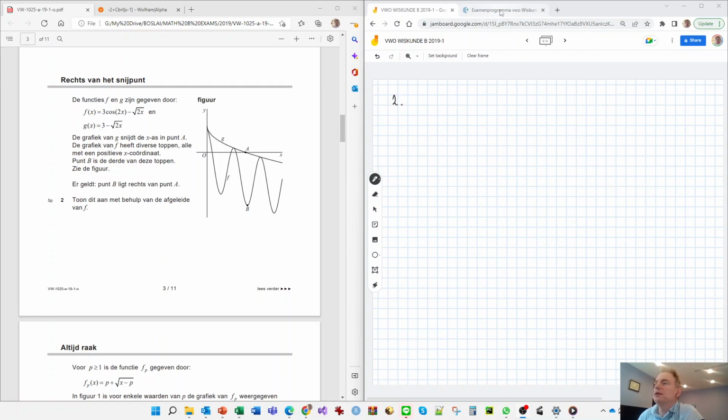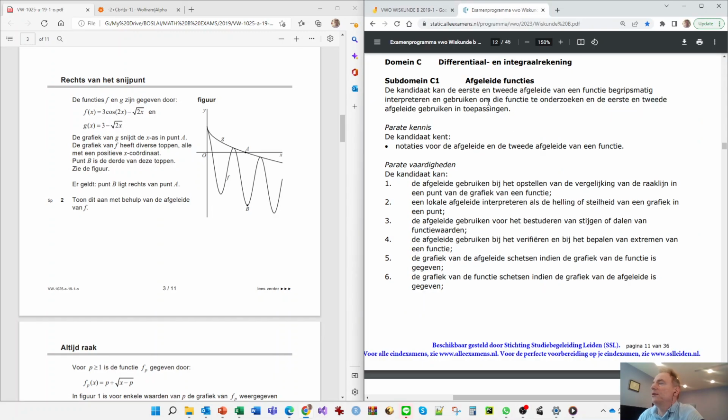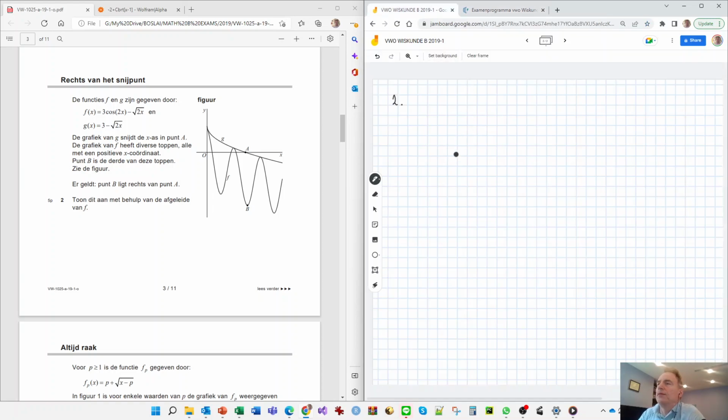And here, that's a very elementary thing you need to know. It is related to domain C, that you use the derivative to verify the location of extremes of the function. So let's find out where A is first. And so that's actually the domain B, I think, about equations. So this g(x) has to be 0.